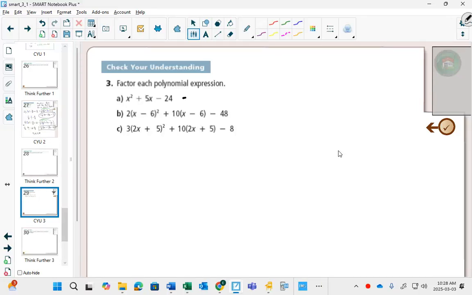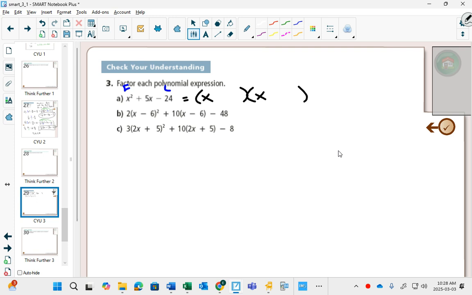And part A is just a simple grade 10 question. We can just do it right beside. If my first one is an x squared, there's only one option for that. It has to be x and x. If my last one is a 24, I have quite a few options. 6 and 4, 8 and 3, 12 and 2, 24 and 1.